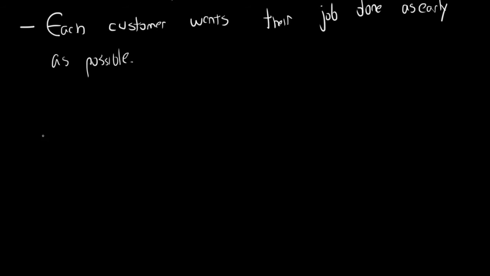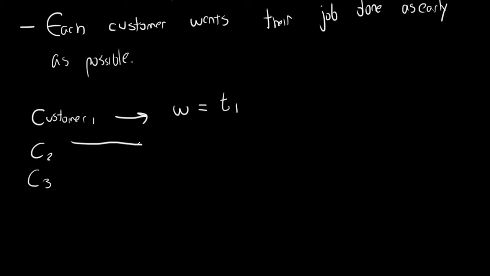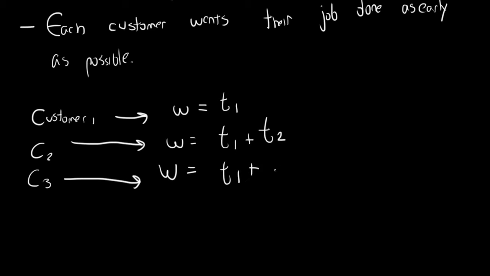So essentially, let's say we have jobs from customer 1, customer 2, and customer 3. Well, customer 1's waiting time is going to be just T1. Customer 2's waiting time is going to be T1, the first waiting time, plus T2, because you can only do them one at a time. And then customer 3, his waiting time will be T1 plus T2 plus T3.